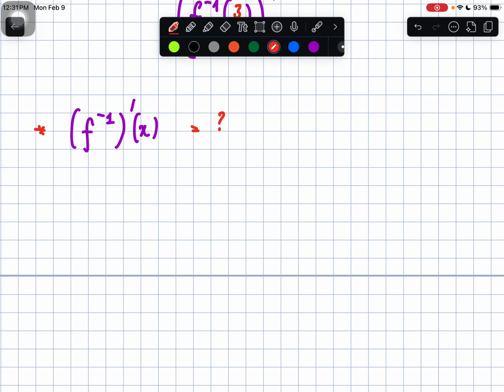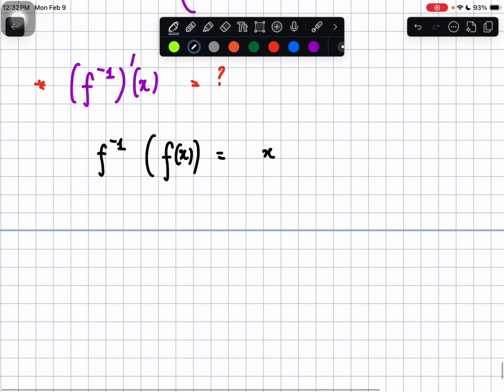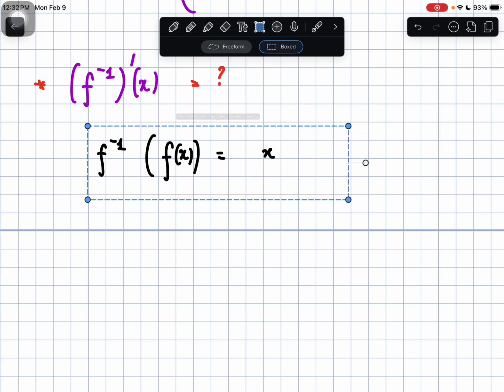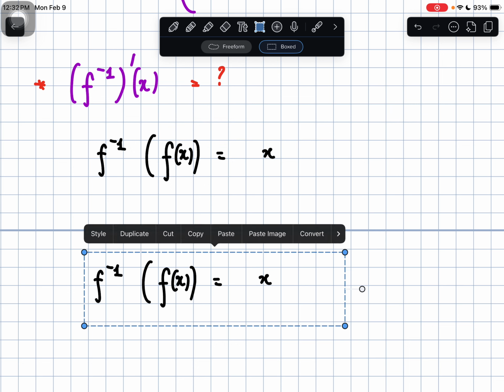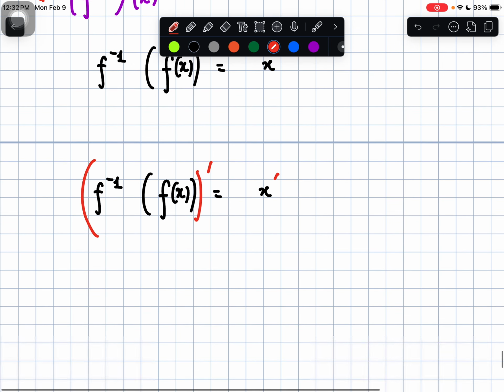So here's how we do it. We will use the chain rule. Take f inverse of f of x, composing these two functions. This is the identity function, it sends x to x, since f inverse is the inverse function of f. So f inverse of f of x is equal to x. Now we differentiate both sides: the derivative of this equals x prime.